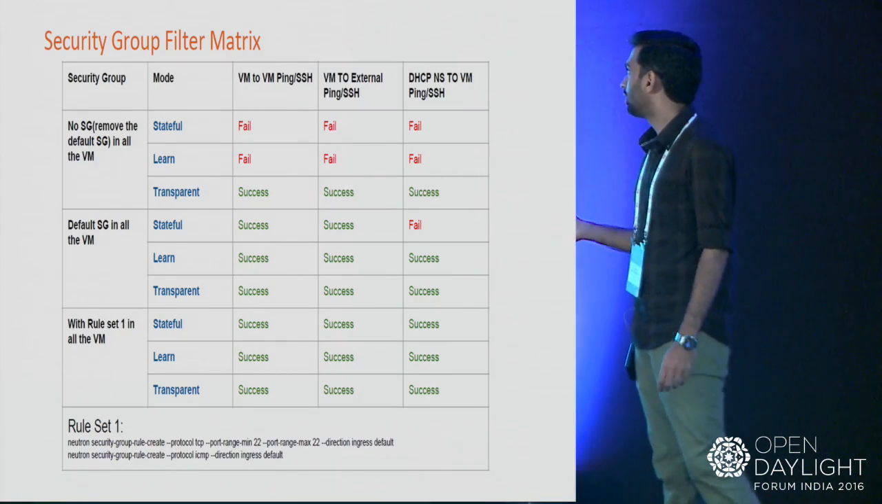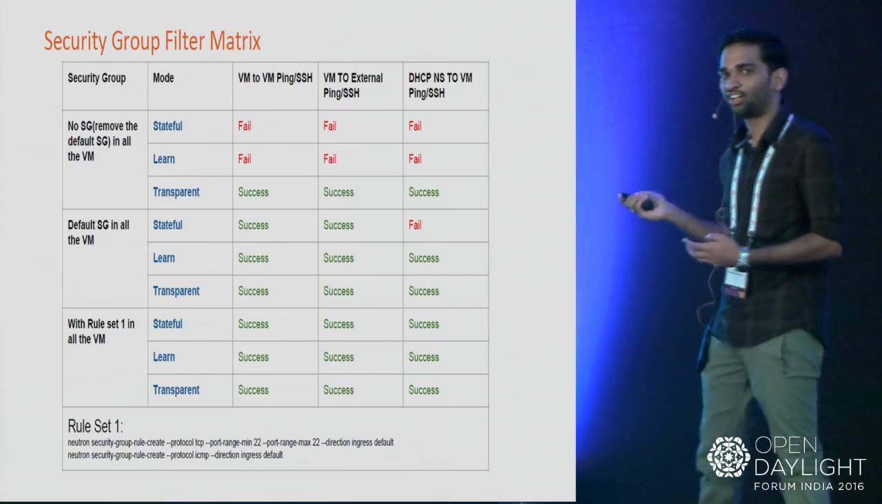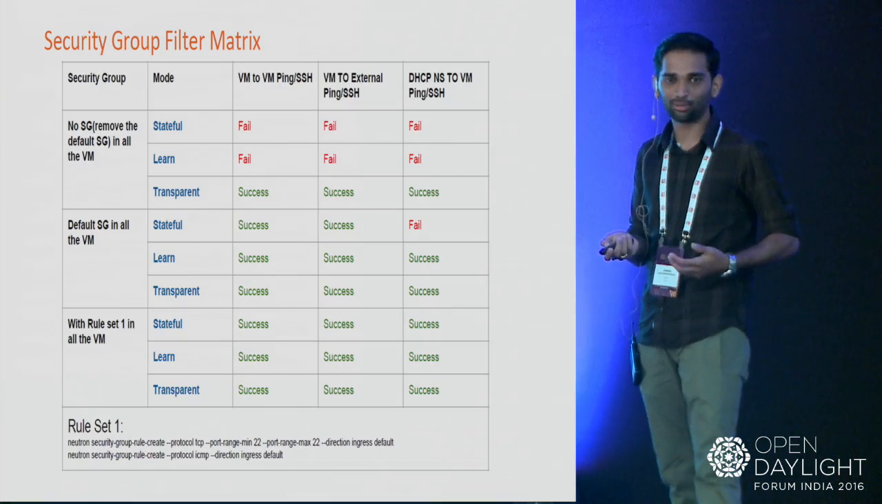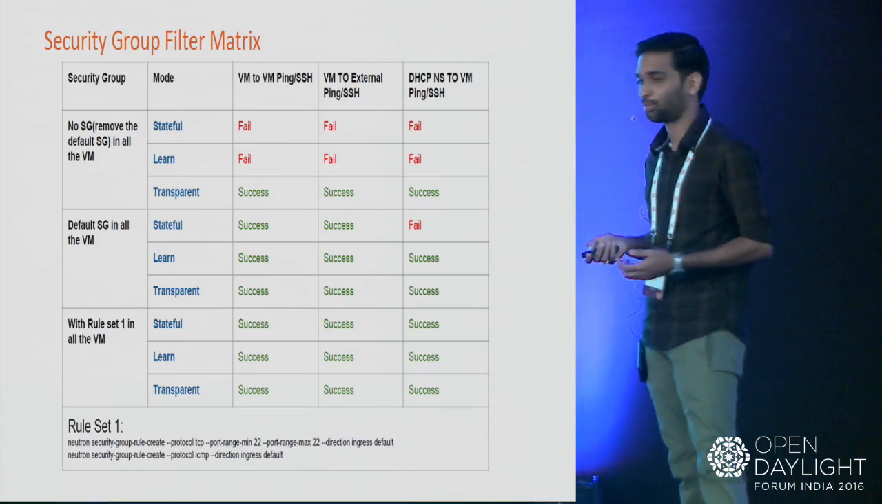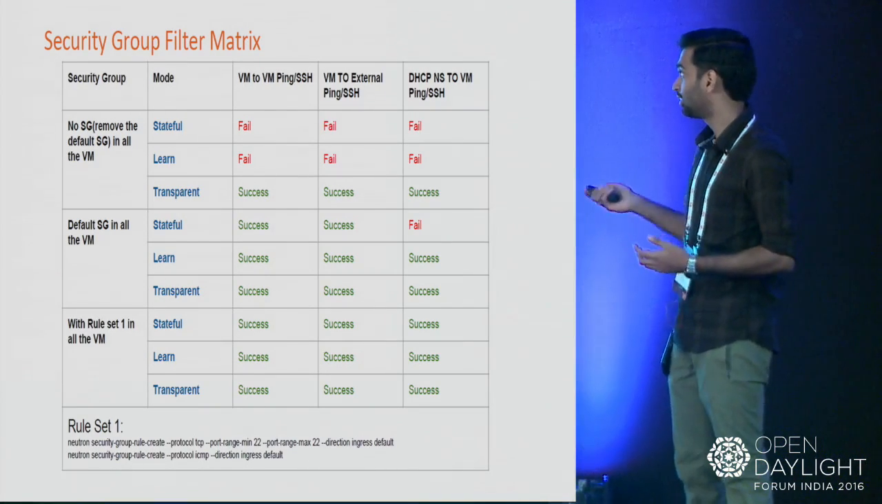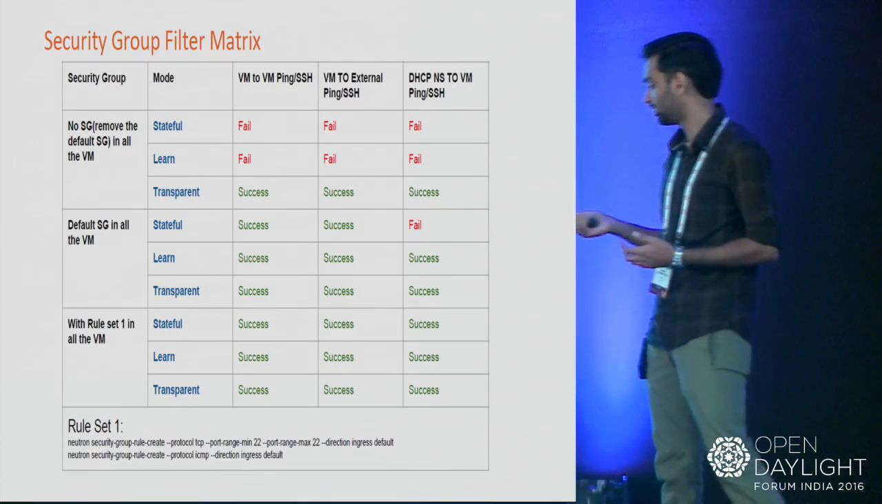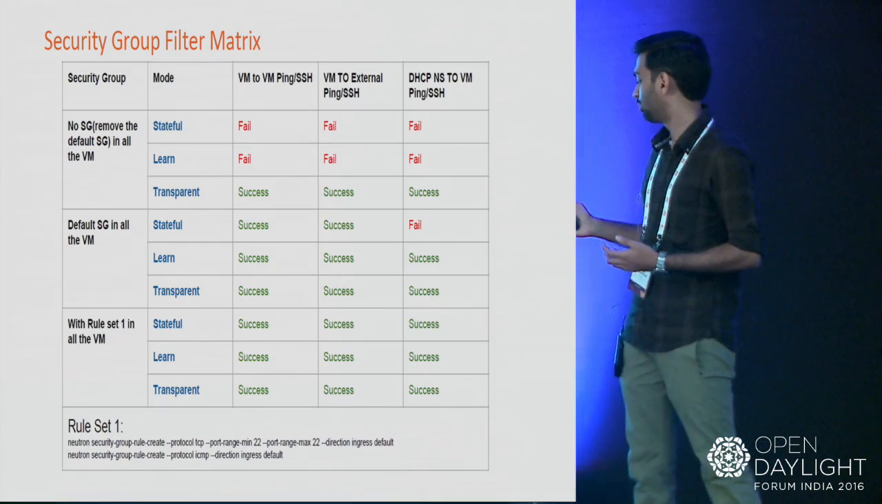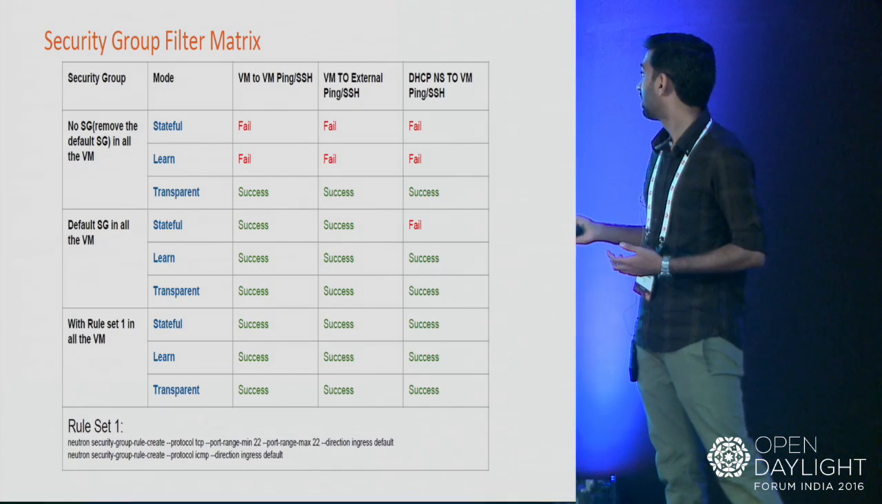So this is about that. It's just a matrix you can refer to whenever your ping is not working, or some traffic is getting blocked. SG can be the primary suspect: this guy is blocking it. So you can just see whether you have these rules associated, and whether the traffic pattern is according to this matrix.